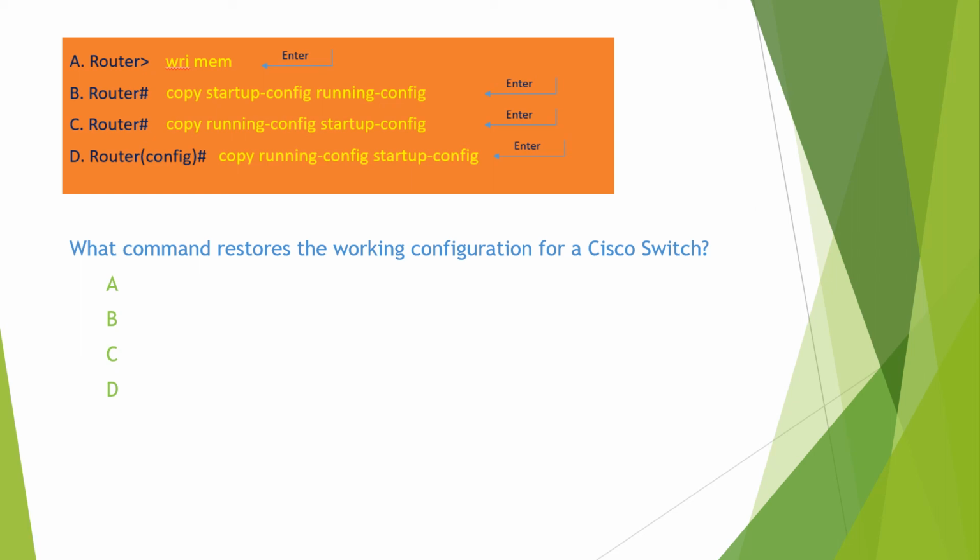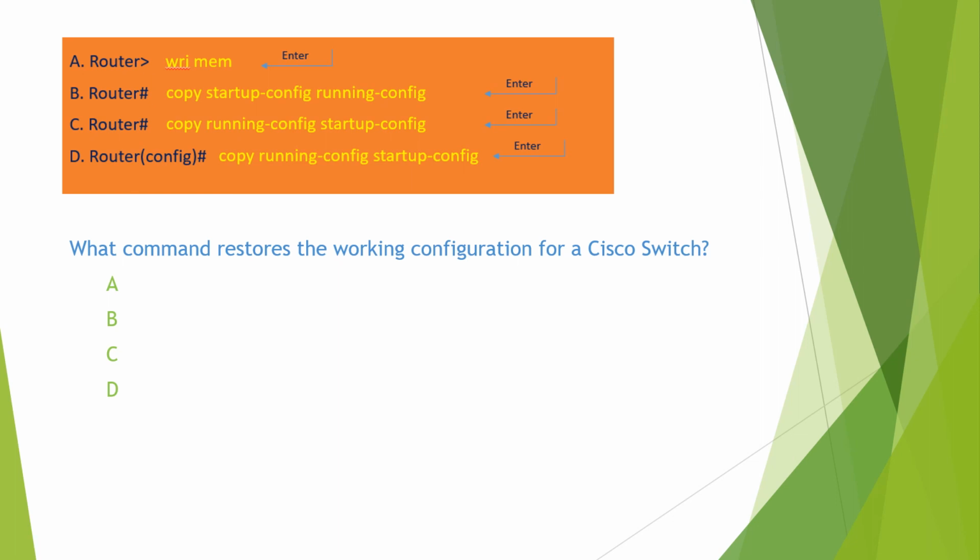And let's look into B. In B, we are in the privilege mode, and we copy it from the startup config to running config, which is to restore the working configuration from the startup config. So this is the answer.